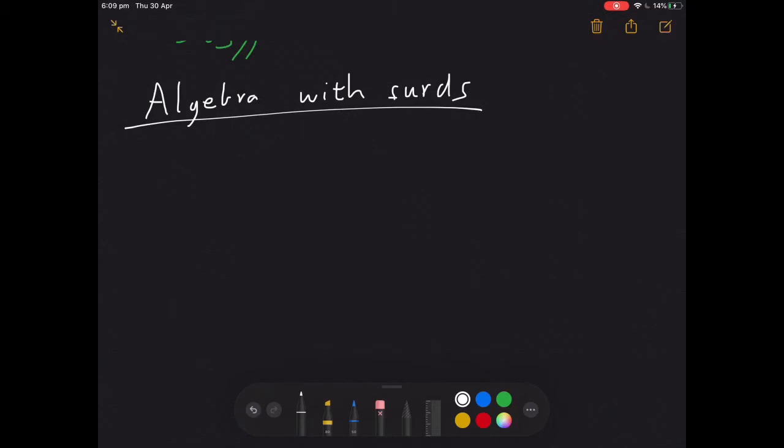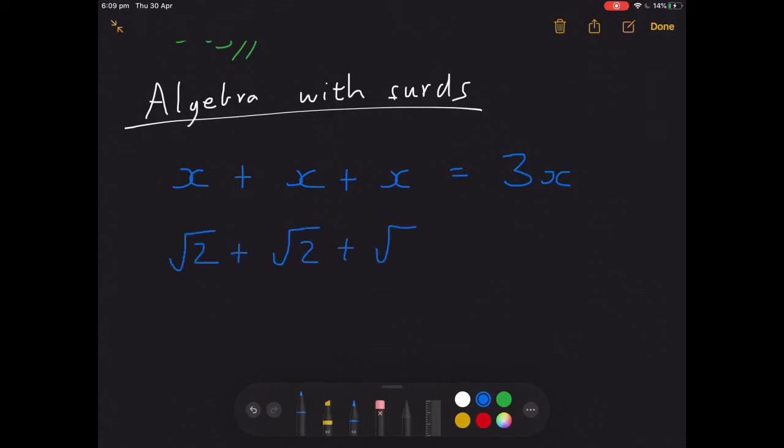If you imagine something like x plus x plus x, it's pretty straightforward to come to the conclusion that it equals 3x. No problem. Surds behave in a similar way. If we have root 2 plus root 2 plus root 2, you can just think of it as if it were an x, because it simplifies to 3 root 2. There are 3 of them, 3 root 2.